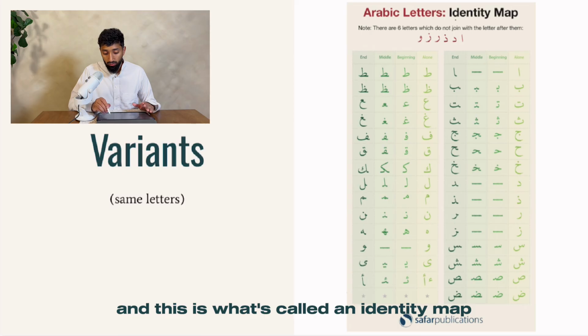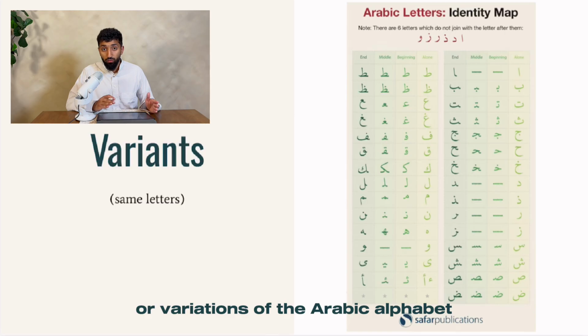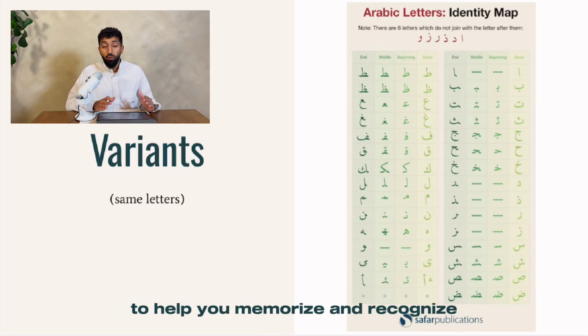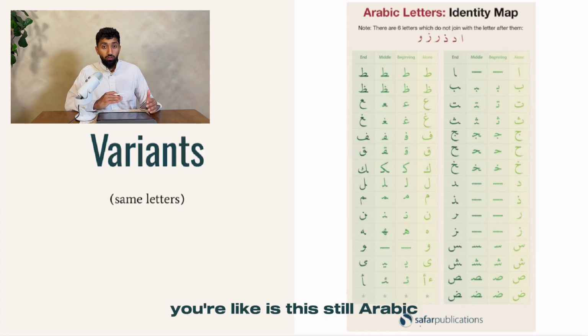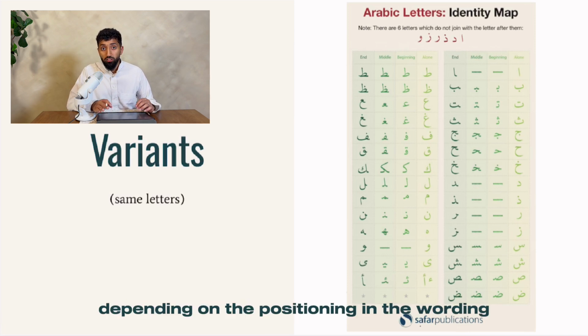And this is what's called an identity map. If you just look up Arabic letter variants or variations of the Arabic alphabet, you'll find many different resources online to help you memorize and recognize what letter you're looking at. If you come across something in the Quran, and you're like, is this still Arabic? Chances are it's just a different way to write the letter depending on the positioning in the word.